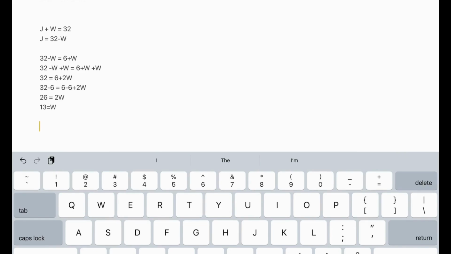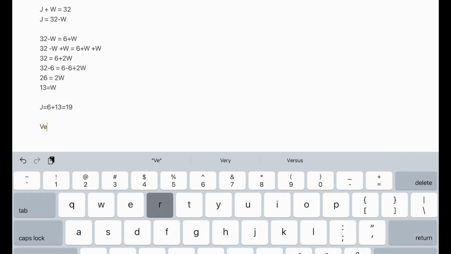Can I calculate Jean's age? It's not 26. It equals 19. So the values I got are Jean is 19 years old today and Wayne is 13 years old today, and Jean is 6 years older than Wayne.